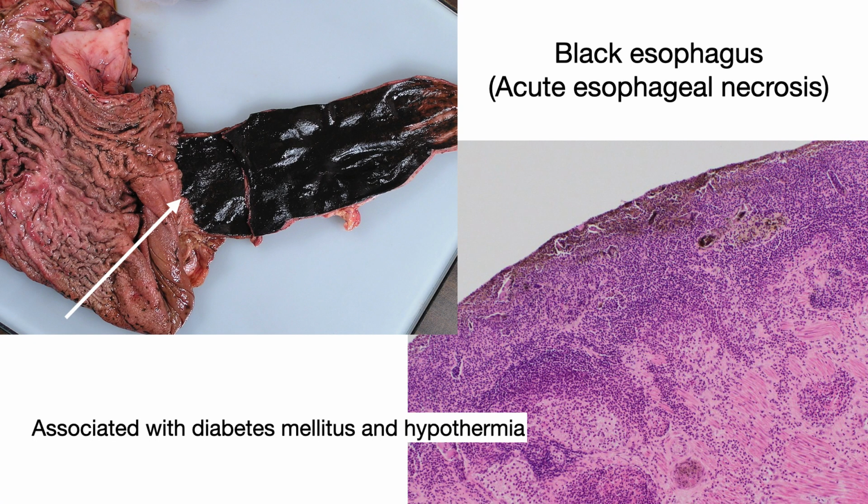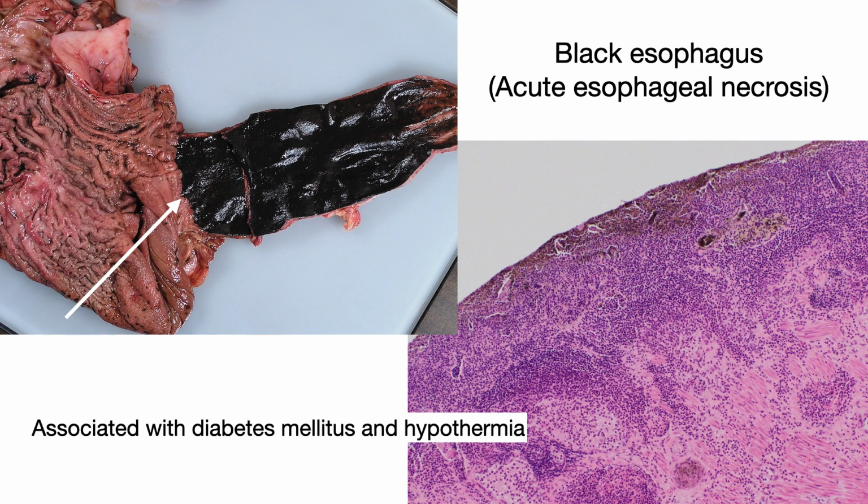So here's one of my favorite pathologic conditions, black esophagus. It looks black. This is one of the better examples. I've seen multiple like this, where the black of the esophagus is very striking. You can see the white arrow. That's the GE junction, so it ends right at the GE junction.